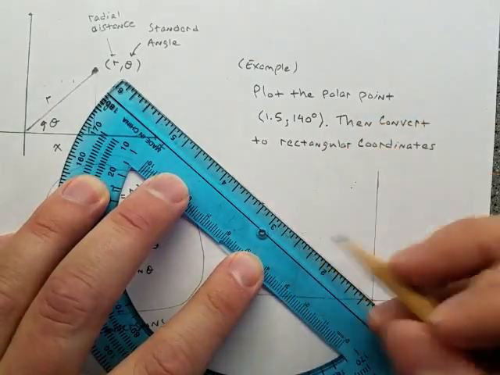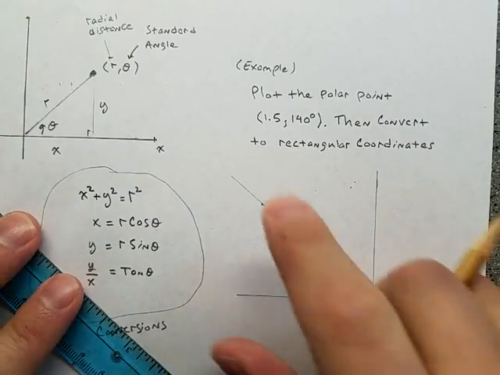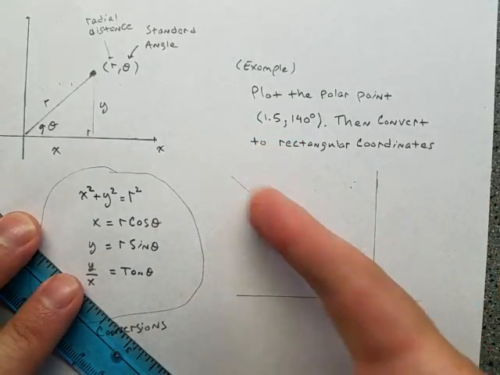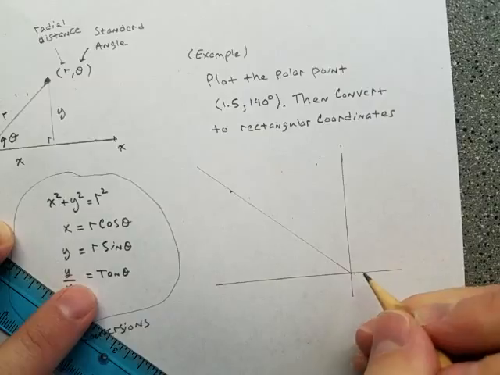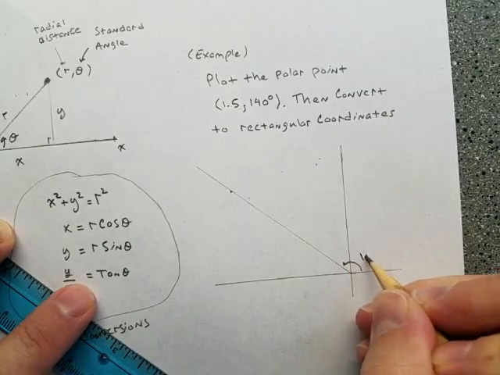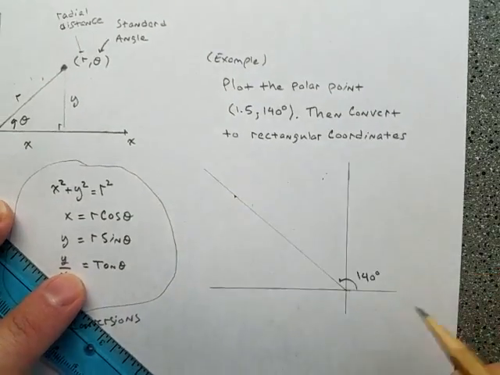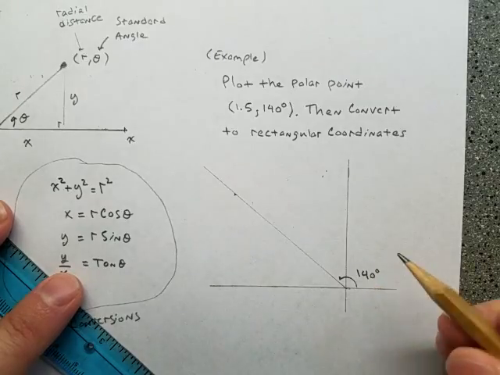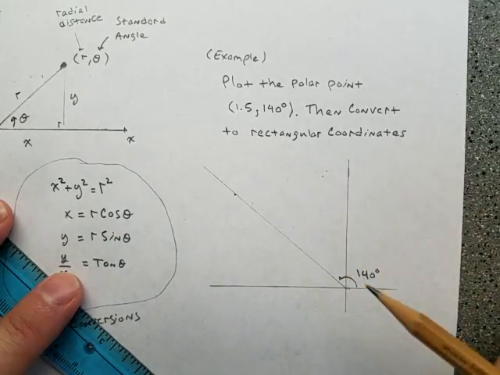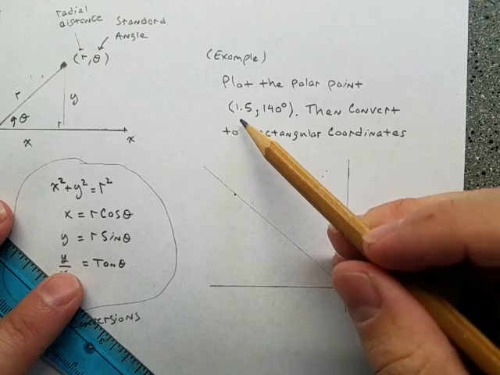So if I establish that, then this point must be in that direction somewhere. Okay? All right. So I like to start with the angle if I'm doing this. It seems to make the most sense that way. So say that I've established my direction is out there, and I go out a distance of 1.5.